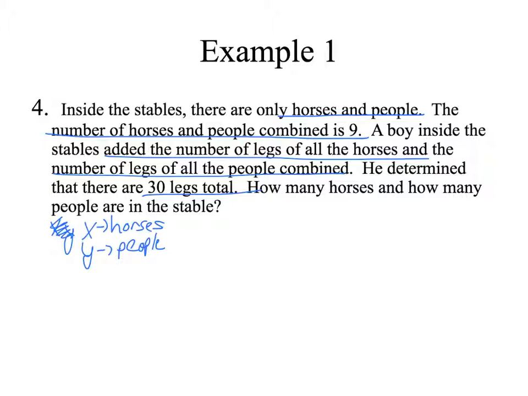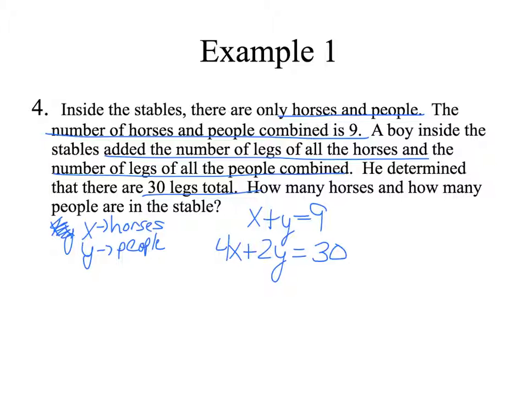Well, we know that the number of horses and people combined is 9. So x plus y needs to give me 9. I also know that the legs of the horses and the legs of the people is going to give me 30 legs total. Well, horses have 4 legs times the number of horses, plus people have 2 legs times the number of people, should give me my 30 total.